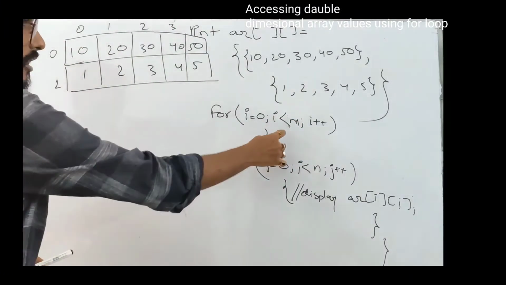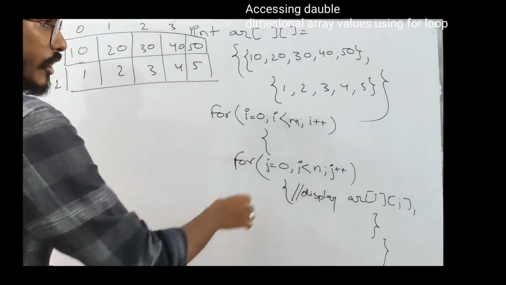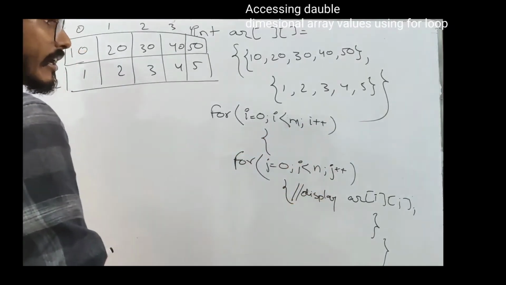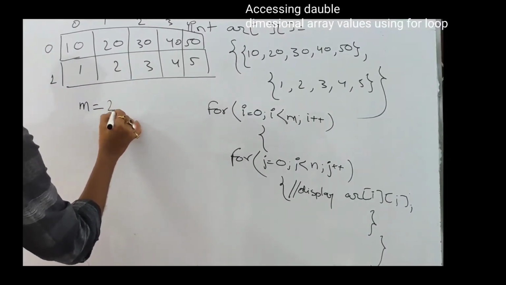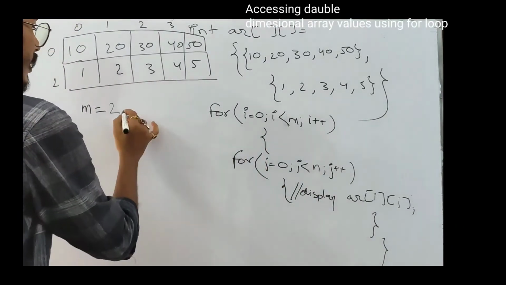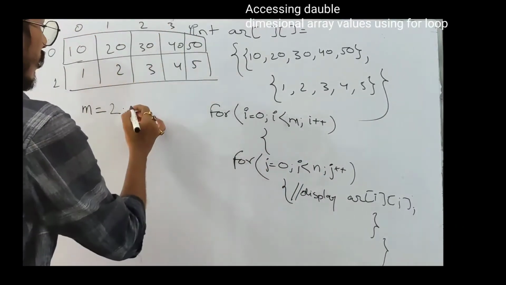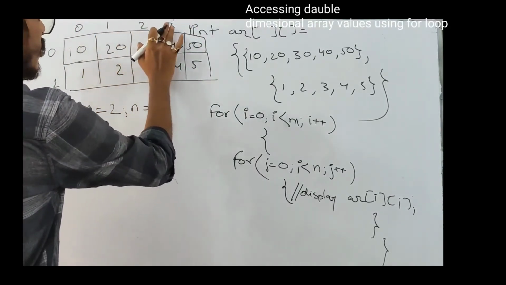So we can see here that we have written i less than m and j less than n. So what are this m and n? m is basically the number of rows. Here the number of rows is 2, so m equals 2, and n is basically the number of columns. So n equals here 0, 1, 2, 3, 4, 5.